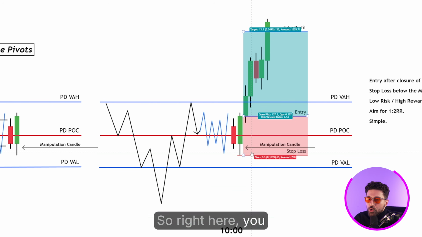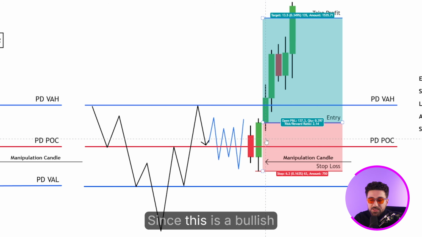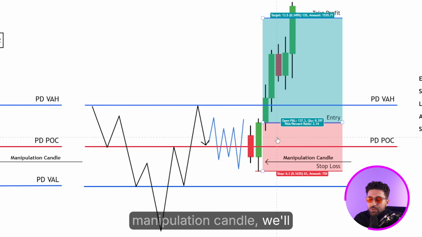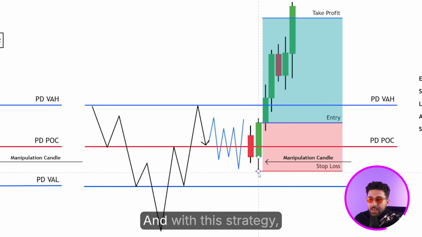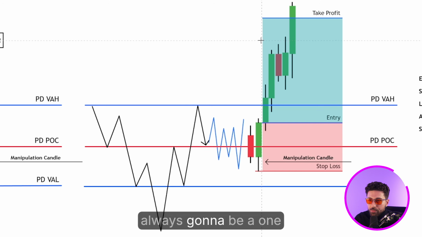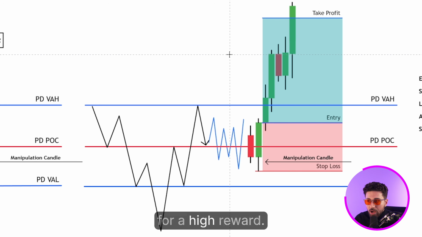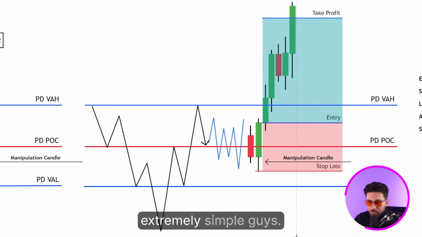So right here, you will simply enter after the closure of the manipulation candle. Since this is a bullish manipulation candle, we will enter a long position, put our stop loss below the manipulation candle, and with this strategy, my risk reward ratio is always going to be a 1 to 2 risk reward. So we are risking low, but we are aiming for a high reward, and this stuff is extremely simple, guys.